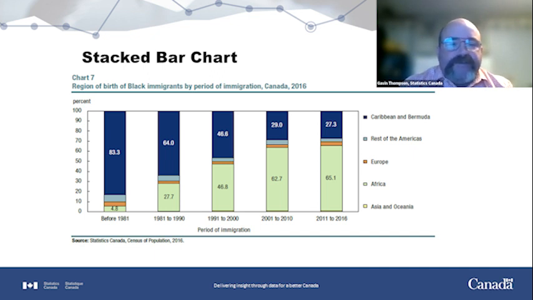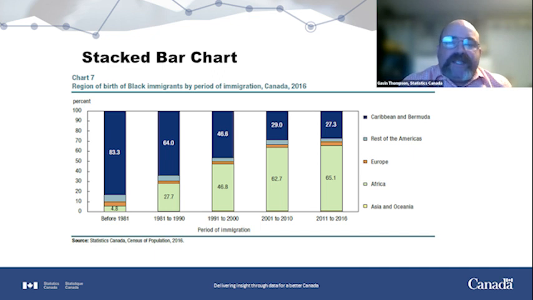And we see that before 1981, the vast majority of Black immigration to Canada was from the Caribbean and Bermuda. Why Bermuda is singled out there, I'm not sure. But we see as time passes, it switches much more over to African immigration. And this is an example where we have a bit of a problem.